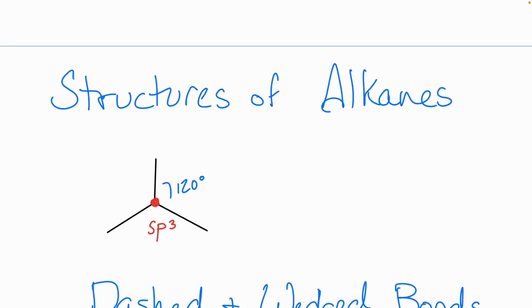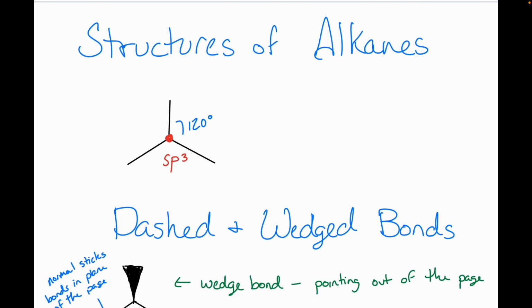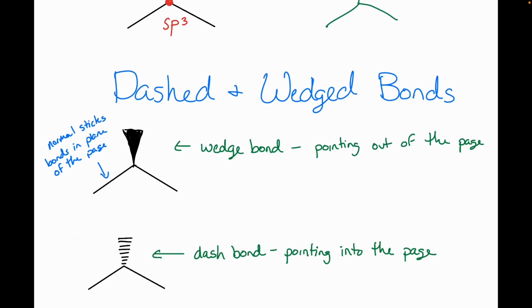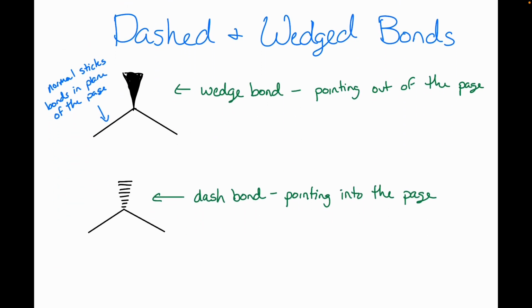That's not to say that you won't see something like this. It's just kind of lazy, and it doesn't necessarily contain all the information about how those things are arranged. So we can get away with this sometimes if we don't really need that much information, but there are other times where we really need to know the direction that everything's pointing, and that's why we would use a dashed or a wedged bond. All right?